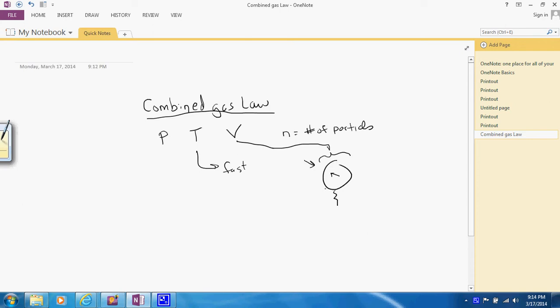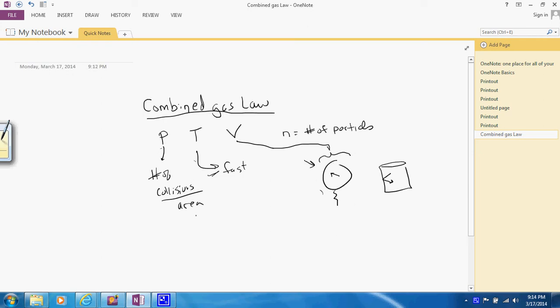I could potentially have a rigid container, which would have a constant volume, so the volume wouldn't change. But the temperature and pressure could change. Keep in mind, pressure is dictated by particles colliding with the walls of the container. Whether it's a balloon or a rigid container, this pressure is simply indicated by the number of collisions per area of the container.